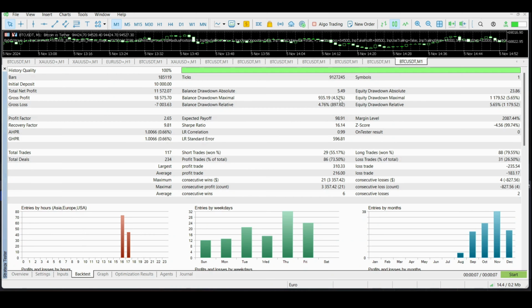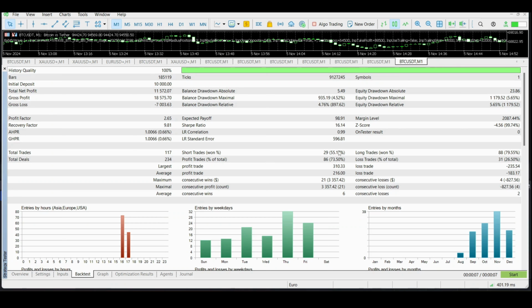Now, if you look at our drawdown, you'll see this is a balanced drawdown. All of the numbers are around about the same, within a percent of each other. So our balanced drawdown maximal is 4.52, balanced drawdown relative 4.76, our equity drawdown is 5.65, and our equity drawdown relative is 5.65. This shows a balanced drawdown, meaning that the strategy is using proper money management.